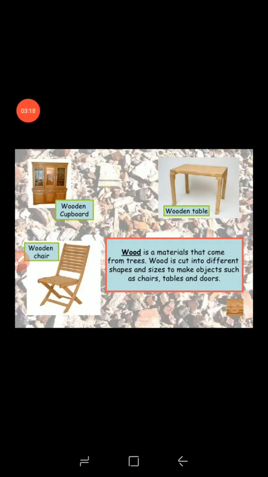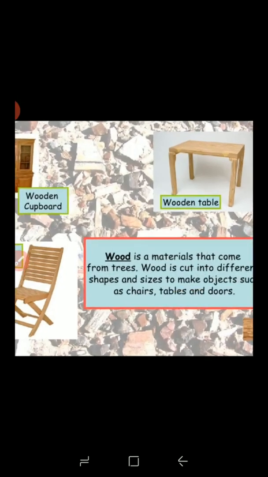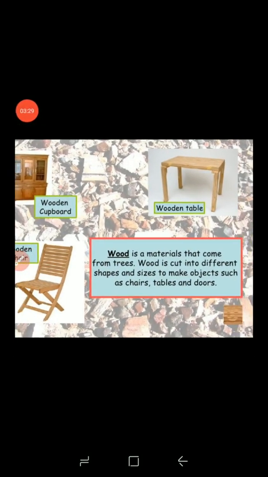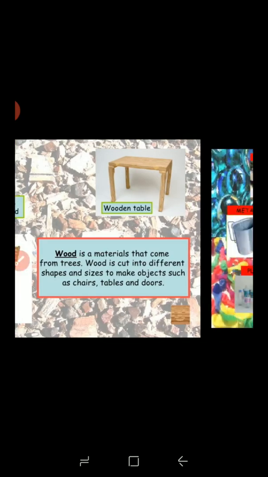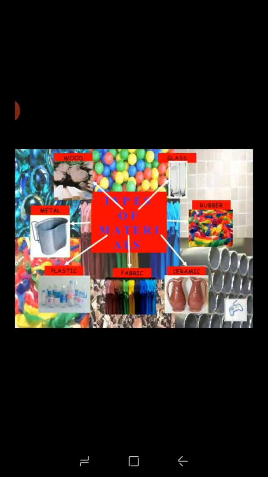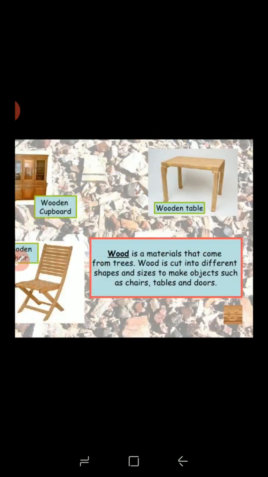Now look at this picture. A wooden cupboard. You can see the wooden chair, a wooden table. So wood is a material that comes from trees. Wood is cut into different shapes and sizes to make objects such as chairs, tables and doors. So that means wood also comes under materials. Here in the slides I am showing some types of materials. So the first one is wood.